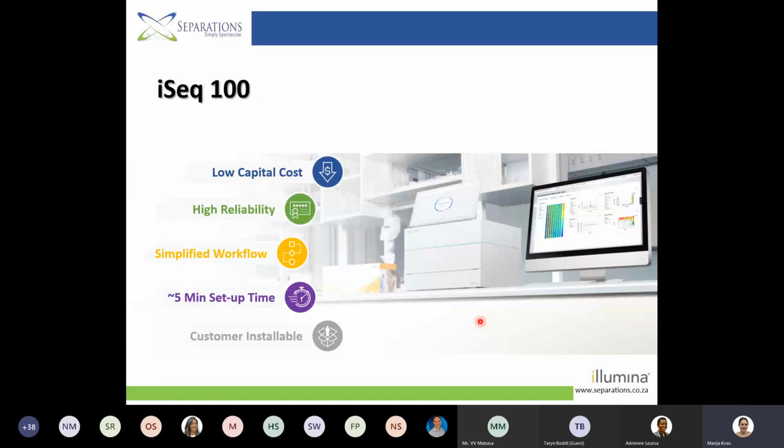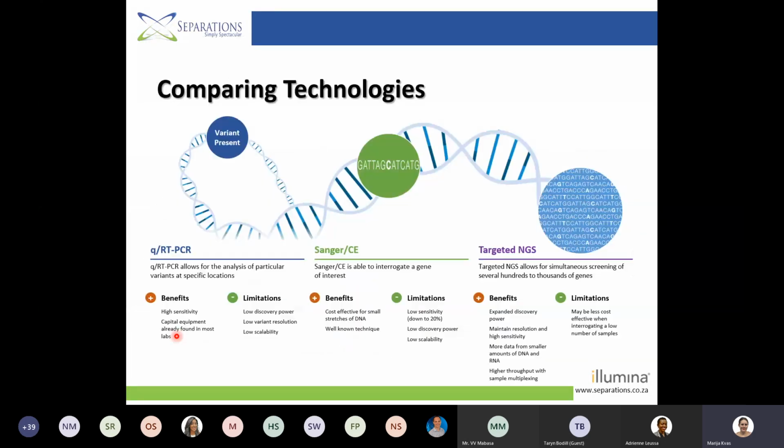So when it comes to iSeq, like I said, it's a very low capital expenditure. It's close to a qPCR instrument, but it's highly reliable and it has a simplified workflow. It's easy to set up, it's customer installable, but we're also there to assist you if you need any help. And it also really helps us to explore so much more at a quicker turnaround time.